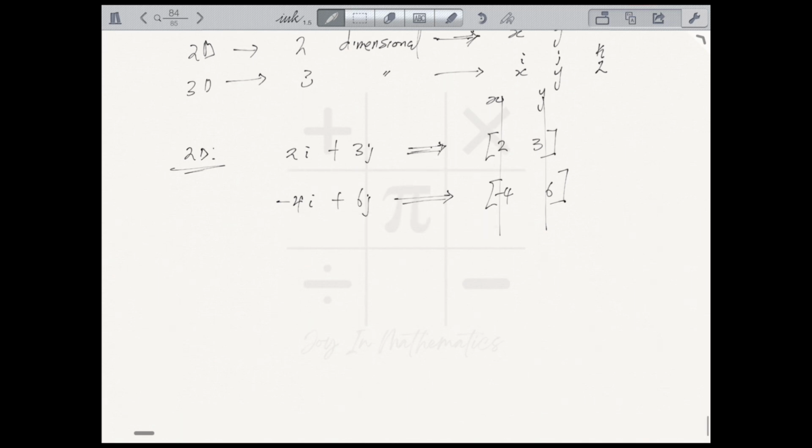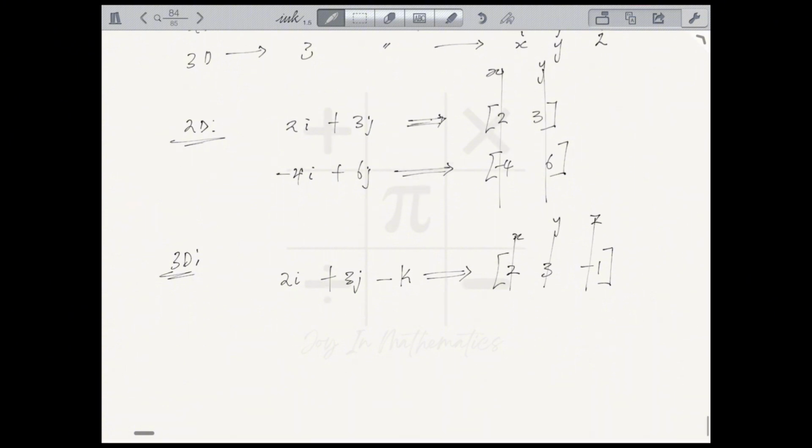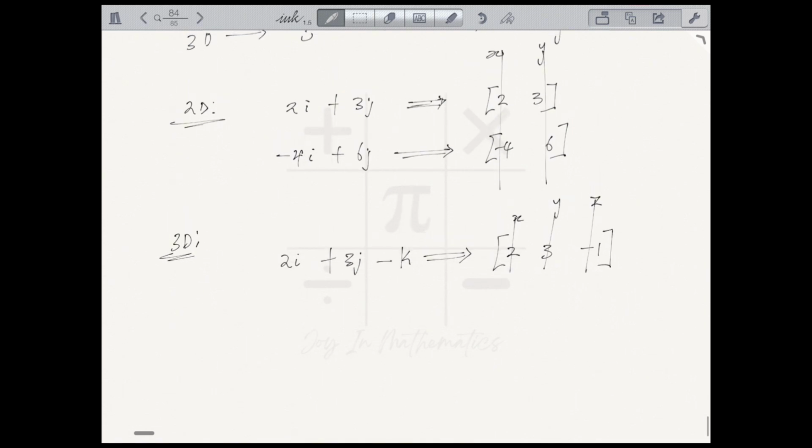In the same vein, if you have 3-dimensional vectors, let's say we have 2i plus 3j minus k, it is going to be written as 2, 3, and -1. So we have x, we have y, and we have z. Now this represents a point. All of this represents a point.